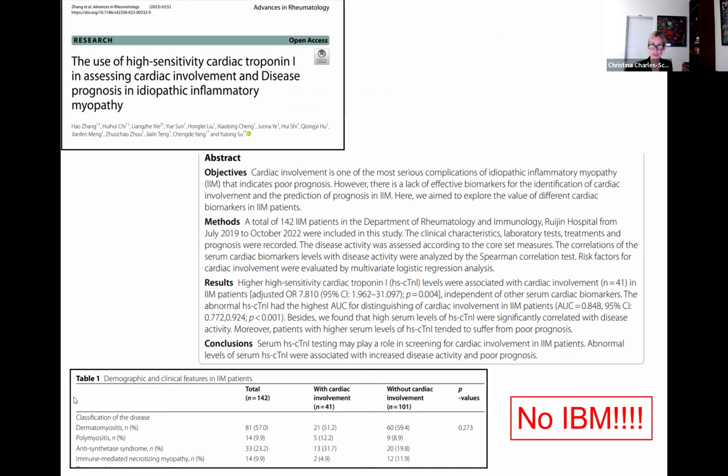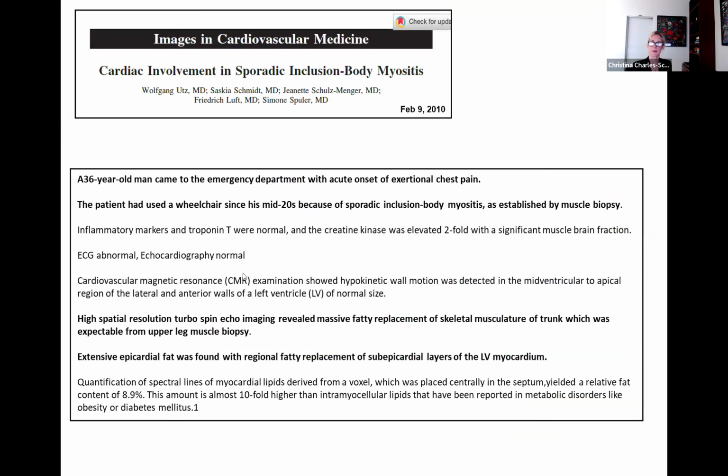Only problem is, you can see here in table 1, it's DM-PM, antisynthetase syndrome, and immune-mediated necrotizing myopathy. So we don't have IBM. And this is an easy one that needs to be done in large numbers of patients with IBM to see if there are abnormalities.